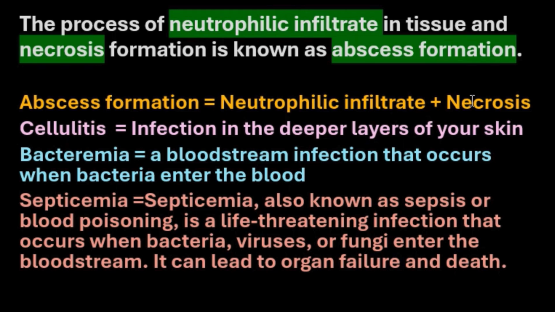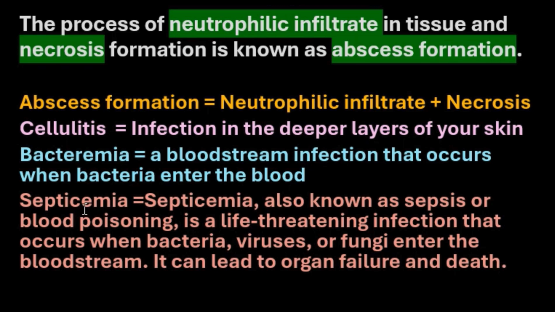Abscess formation is neutrophilic infiltrate plus necrosis, whereas cellulitis is infection in the deeper layer of your skin. So, infection, especially bacterial infection, in the deeper layer of your skin is known as cellulitis. Sometimes it can spread to the subcutaneous tissue as well. But here, bacteremia is the presence of bacteria in the bloodstream. A bloodstream infection that occurs when bacteria enter the blood is bacteremia.